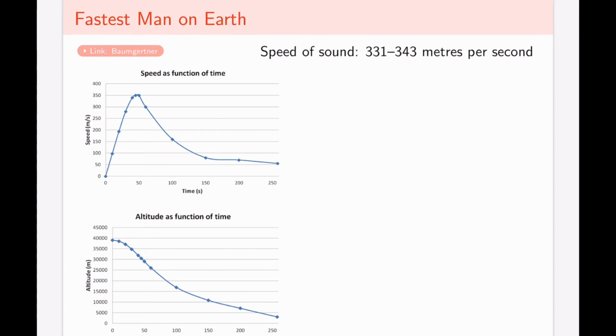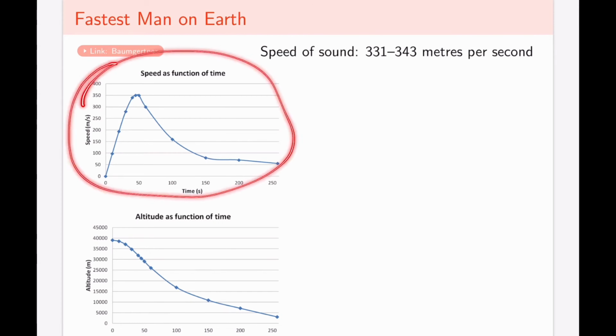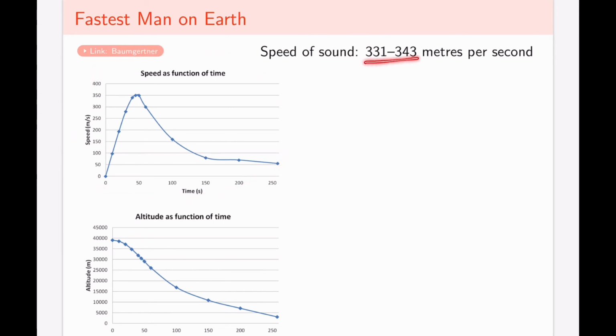For example, one of the first graphs that they looked at was the speed as a function of time because we're wondering whether or not he achieved a certain speed. And we can see here that the highest speed achieved seems to be just above 350. So that most definitely beats the sound barrier. So they did achieve what they set out to do. But notice that while the speed increases up until that point as the jumper accelerates, after that there is a pretty fast decline. So what happened at this point that caused such a dramatic turnaround?